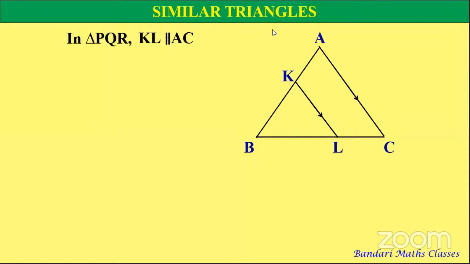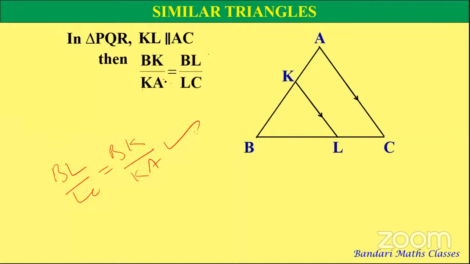Arun Kumar from ABGHS. Sir, BL by LC is equal to BK by KA. BL by LC is equal to BK by KA. Very good. Right answer. Check your answer. BK by KA, BL by LC.